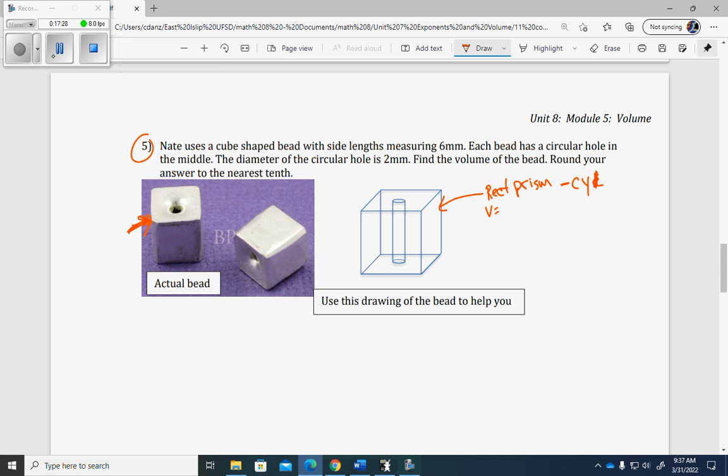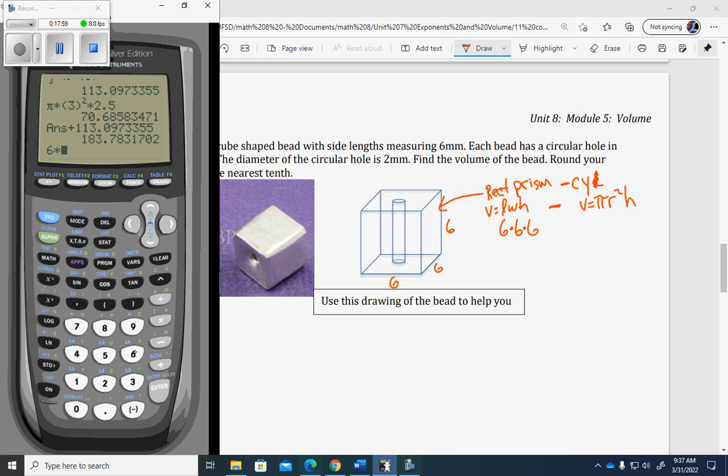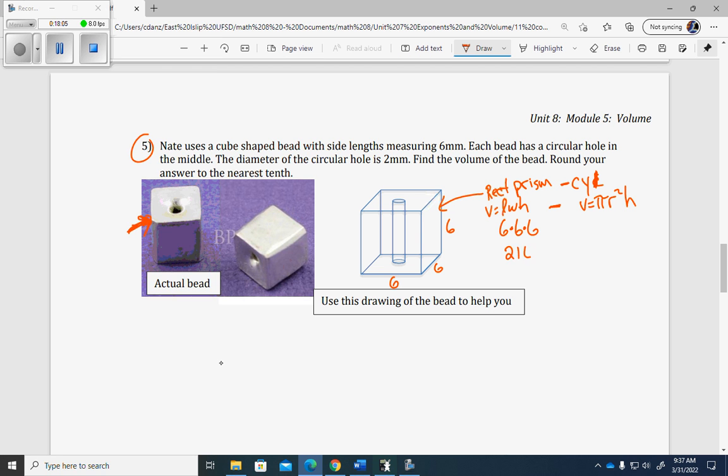Rectangular prism volumes are easy, length times width times height. That one you need to have memorized. It's not on your formula sheet. But the volume of a cylinder is on your formula sheet. It's pi r squared h. I bet you're already starting to remember these anyway. So if I were to label this picture here, the sides are 6. They said it's a cube, so the length, the width, and the height are all 6. 6 times 6 times 6 is 216. I have to subtract away the cylinder.